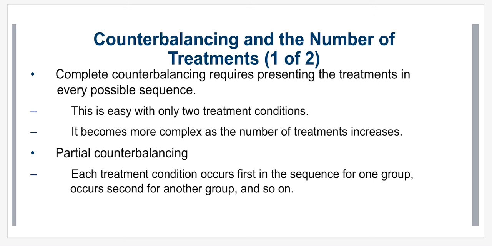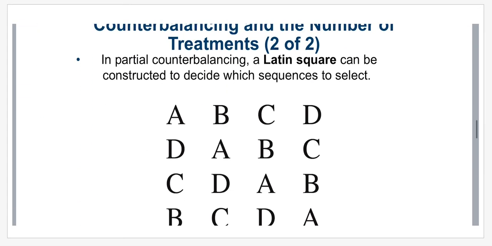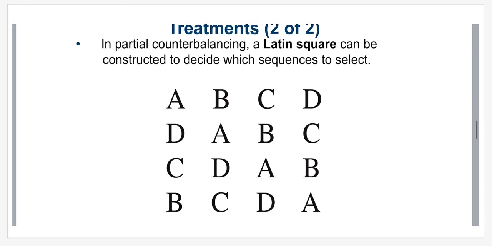And this is when each treatment condition has a different first thing. So it says here first in the sequence for one group occurs second for another group, and so on. But to actually give you an example of this, they use a Latin square here, which we will talk about in a second, to show how you would do these sequences.